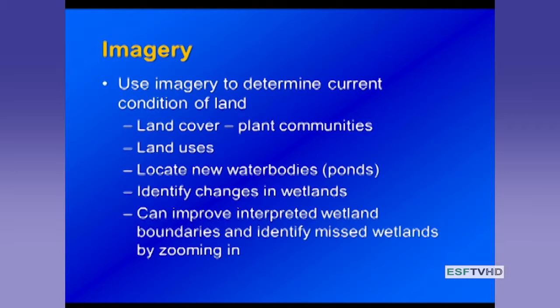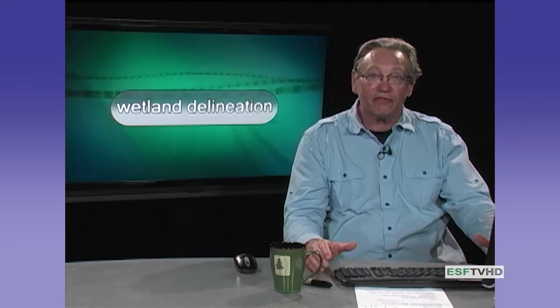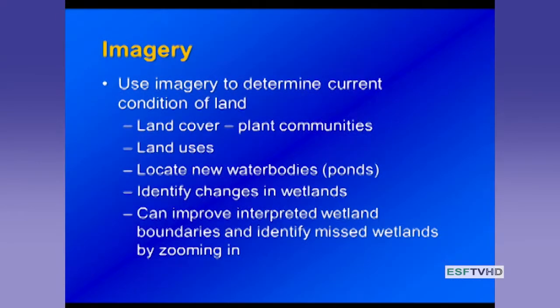Imagery is very valuable for determining the current condition of the land. For example, if you want to look at your particular site on an aerial photograph, you can get an idea of how many different plant communities there are. You can look at the current land use activities in the area. You can maybe find some disturbed areas, those areas you would tend to look at last after you examine the natural plant communities. You can also locate new water bodies.